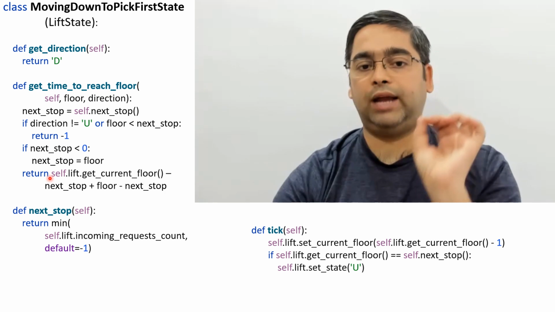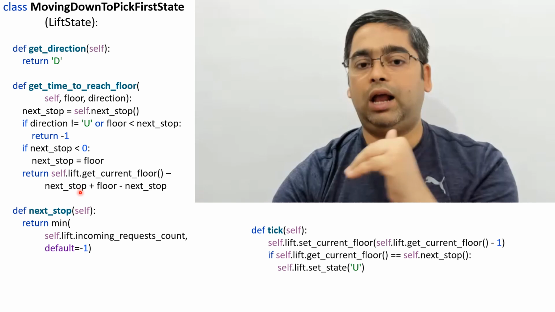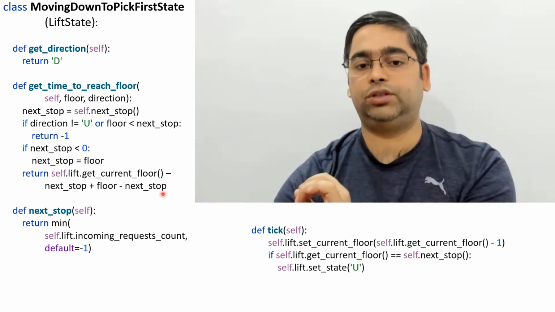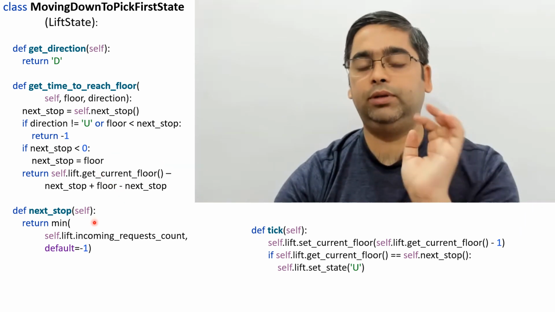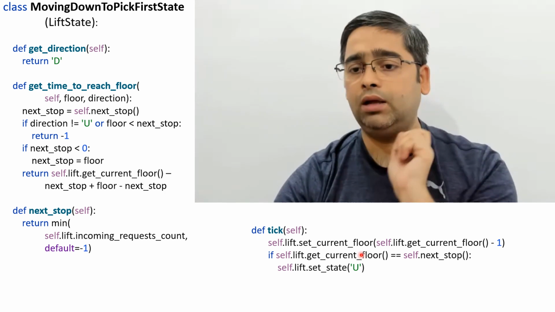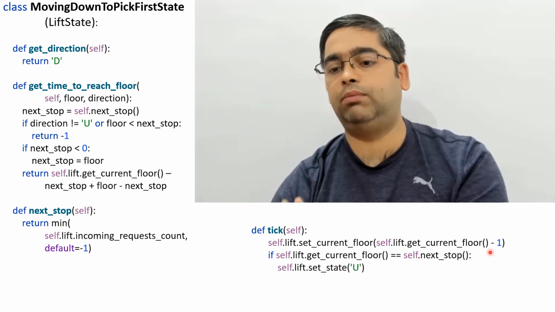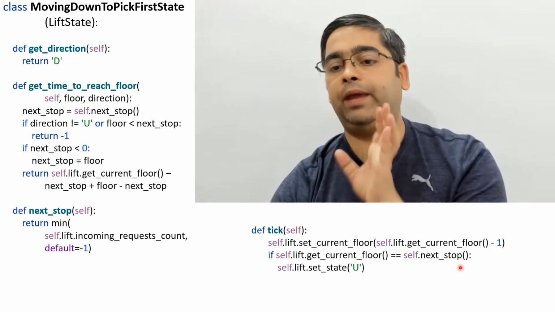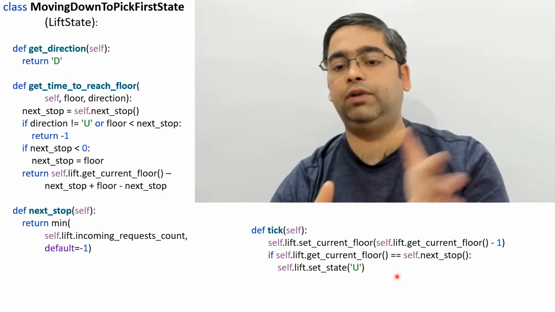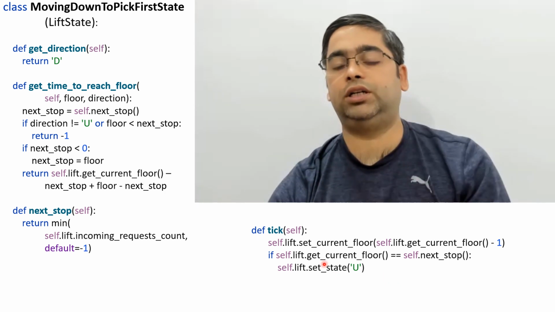Now to return the time to reach floor, first it will go from the current floor to the next stop, that is lowest, and from the lowest it will go to the destination floor. So destination floor minus next stop. So this will be the time. Next stop will be the floor of the first request, just like in the case of moving up to pick first. For the tick method, right now it is acting like a moving down lift, so it will reduce the current floor by 1, and if we have reached the next stop, that is the floor of the first request, then its state will convert into moving up state. So now it has to start moving up, so it calls the set state method there.